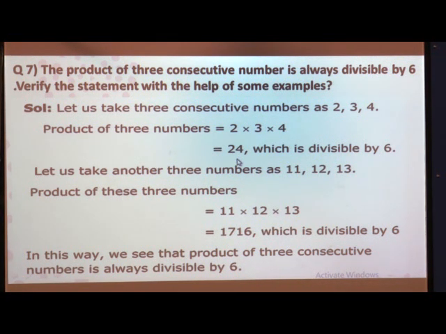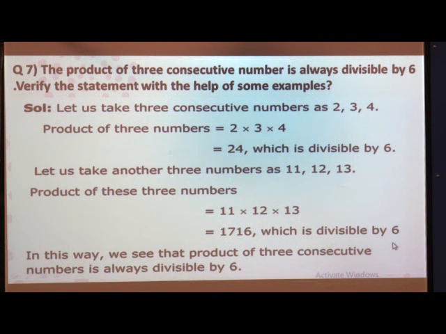Let us take another 3 numbers to verify. Another 3 numbers that are consecutive are 11, 12 and 13. Now, we will find again the product. So 11 into 12 into 13, we got 1716. It is also divisible by 6.